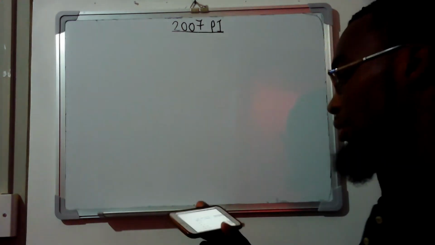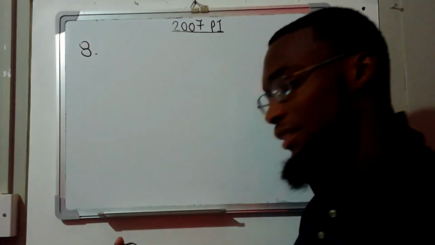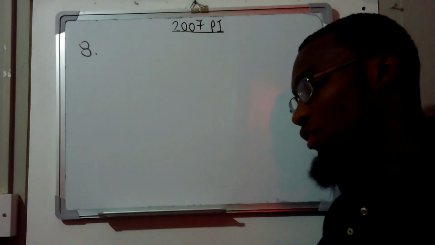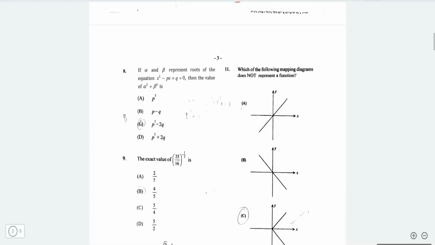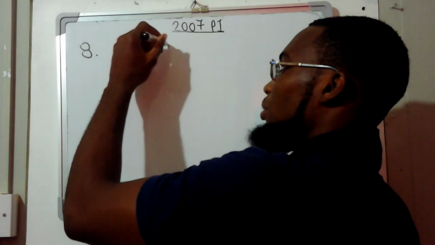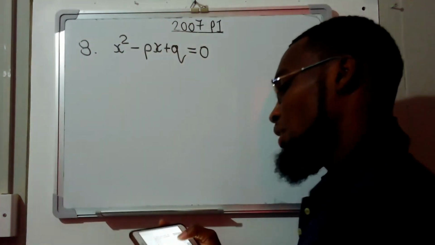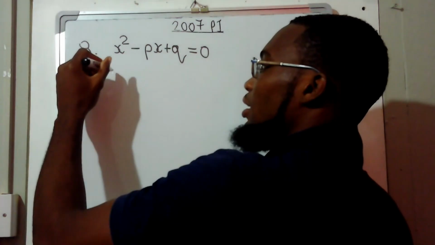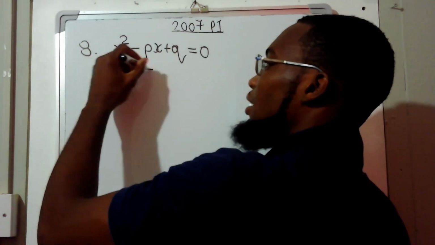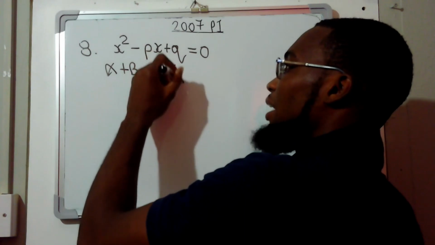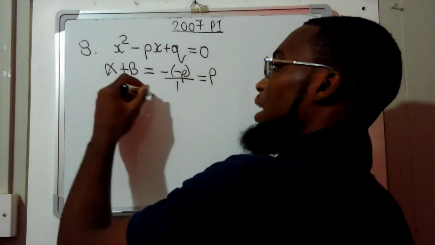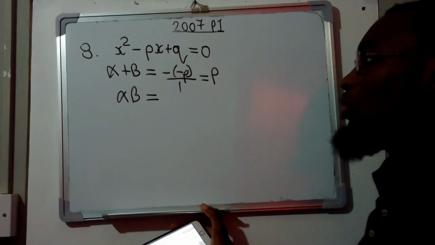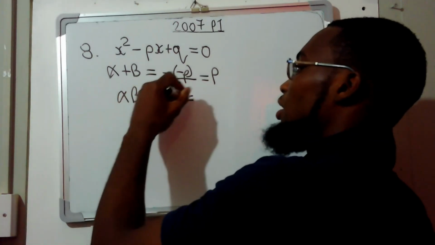Alright, question 8. Question 8 tells us that alpha and beta are the roots of the equation, and they give you a quadratic. They say find the value of alpha squared plus beta squared. This is a quadratic, x squared minus px plus q equals 0. First thing we have to remember is that the sum of the roots alpha plus beta is minus b over a, which is minus minus p over 1, so that's p. Then alpha times beta is c over a, that's q over 1, which is q.